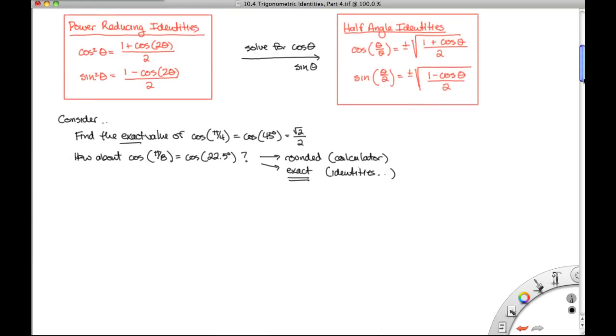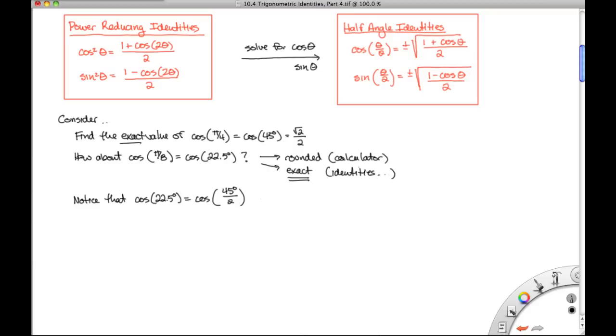So here's what we're going to notice: the cosine of, I'm going to stick with the degrees for now, 22.5 degrees could also be written as the cosine of 45 degrees divided by 2. When we see this, this is a perfect opportunity for us to use these half angle identities.